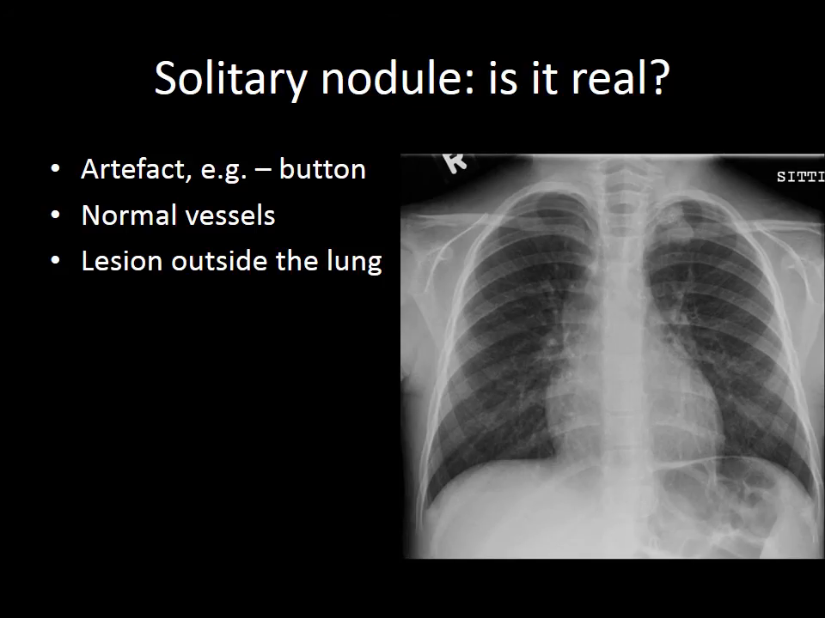The first question to ask is, is the lesion real? It may be the result of an artifact, for example, a button. In this chest X-ray, the opacities seen were braids of hair. Alternatively, it may result from superimposition of normal vessels, or it may be a lesion outside the lung.